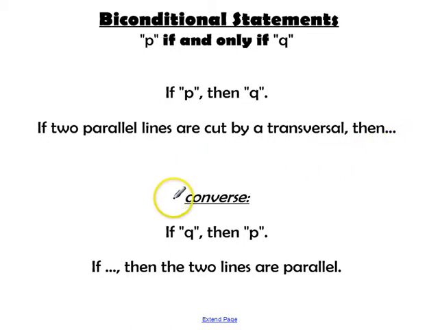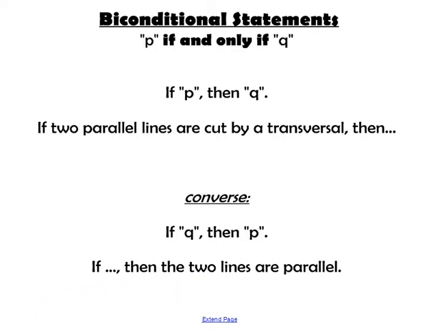Using the converse, that'll be if I give you a diagram where the corresponding angles are congruent, alternate exterior angles are congruent, alternate interior angles are congruent, or the consecutive interior angles are supplementary, then you can tell me that the two lines are parallel.